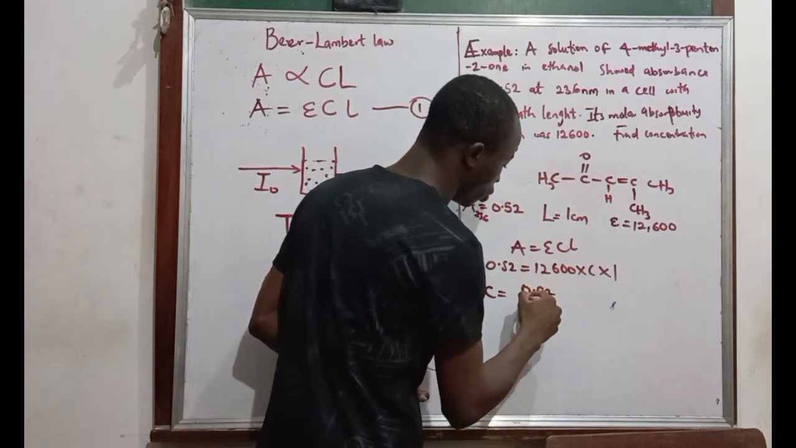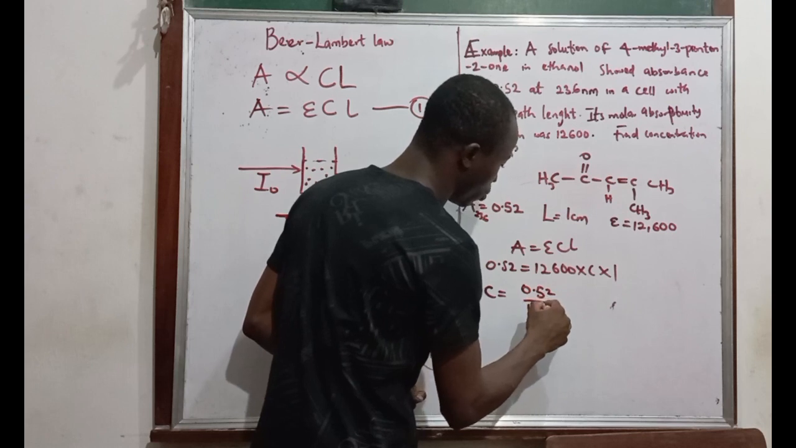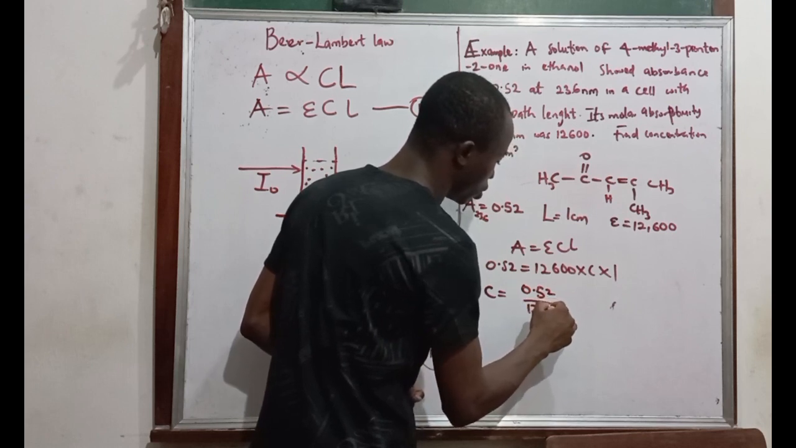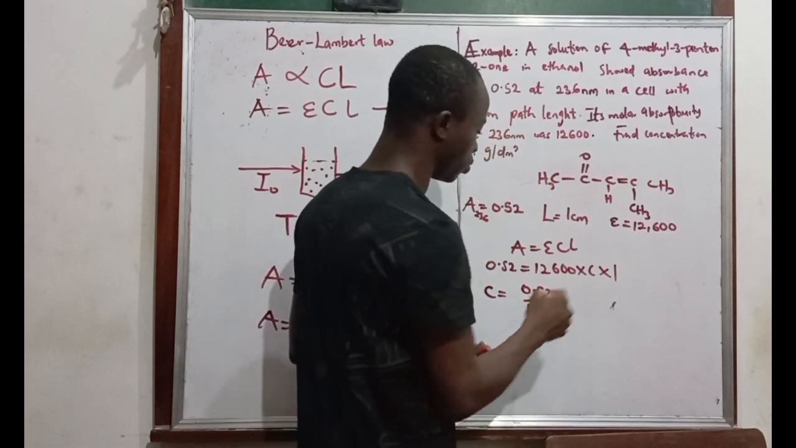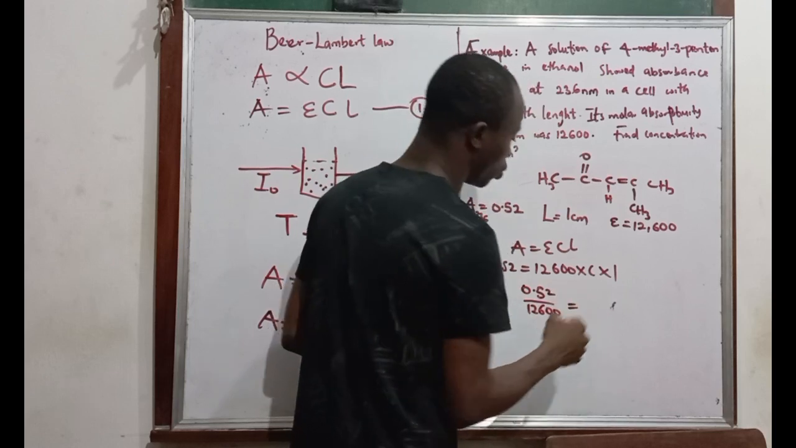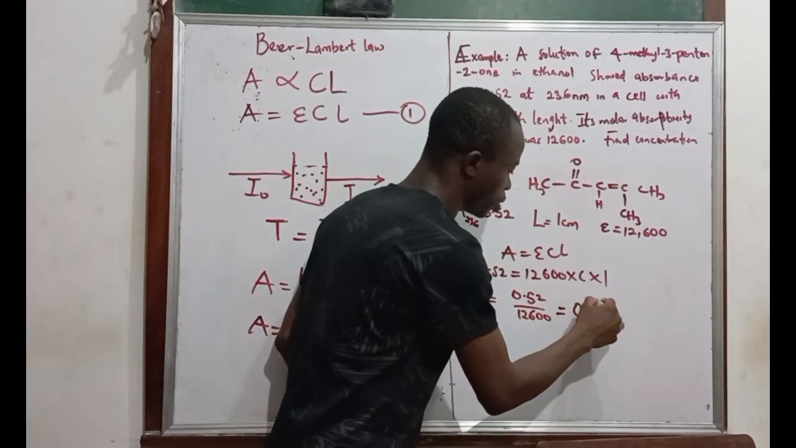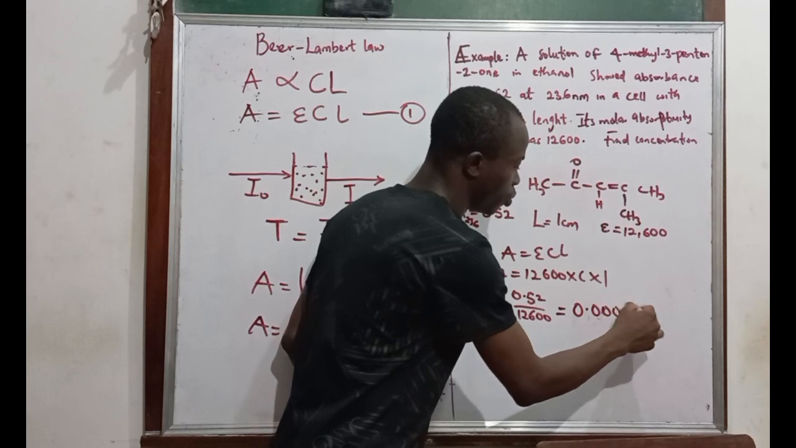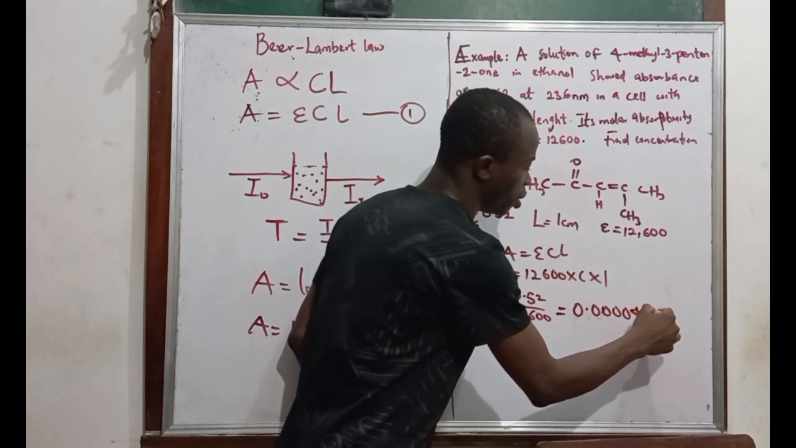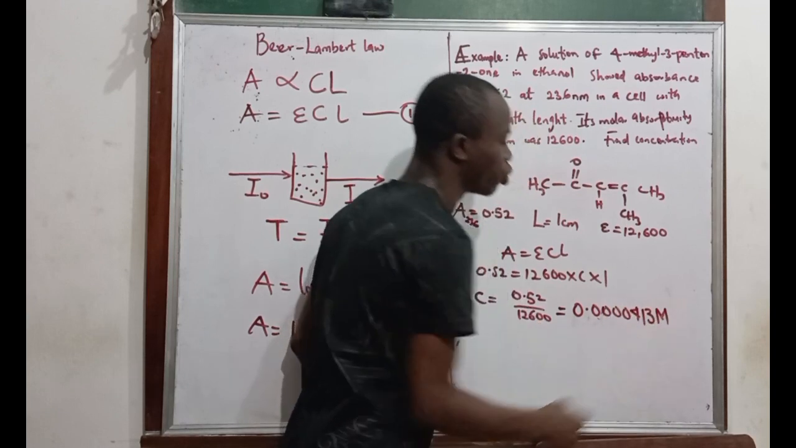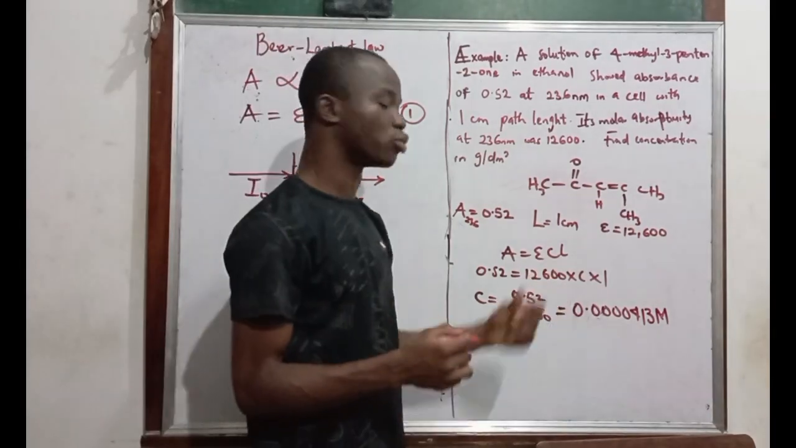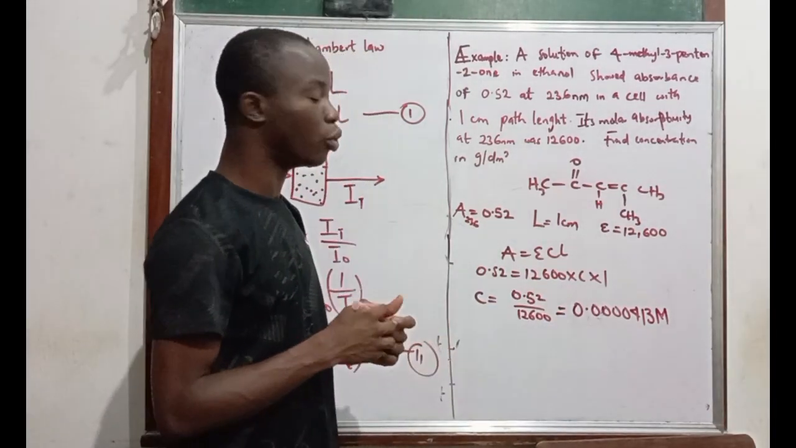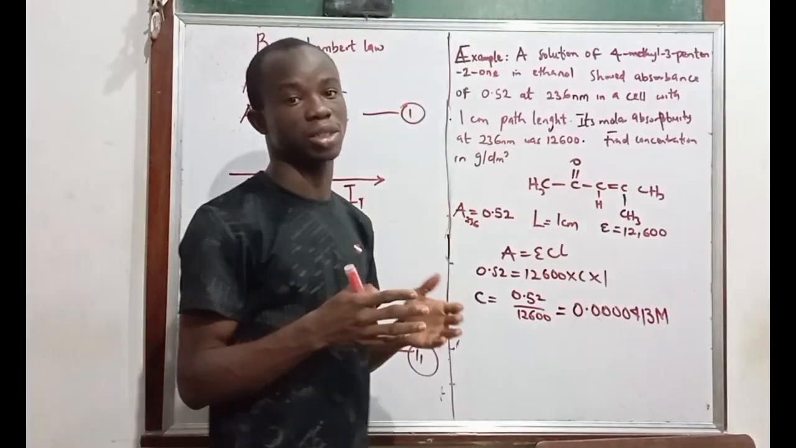That means from here we can say C will be equal to 0.52 over 12,600, and that will be equal to 0.000413. That will be in molarity. So that will be the concentration in mole per dm cube.